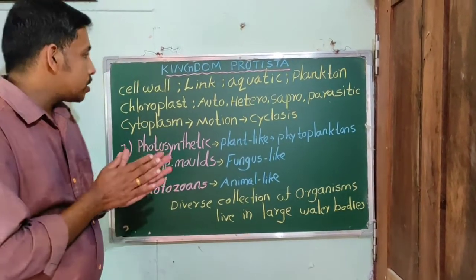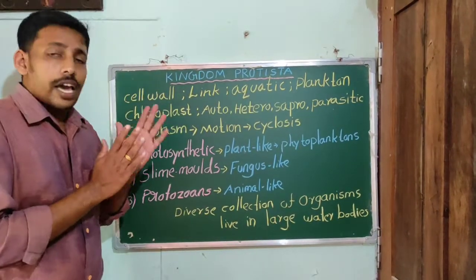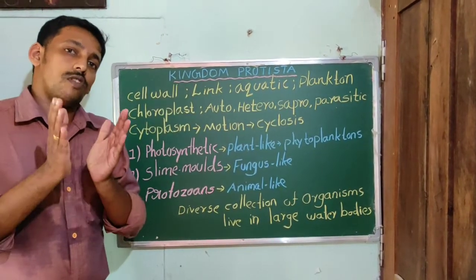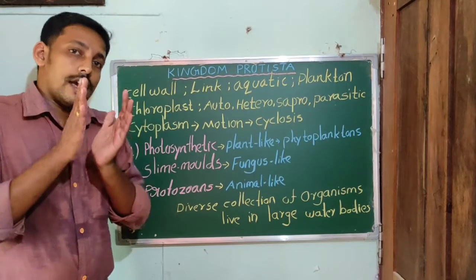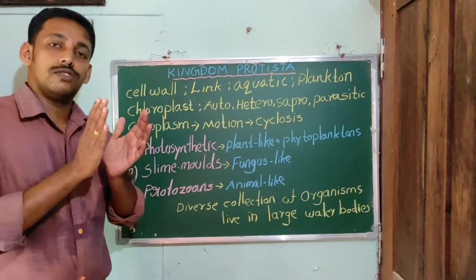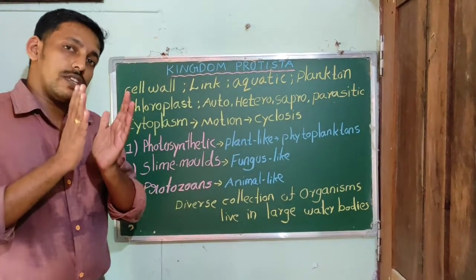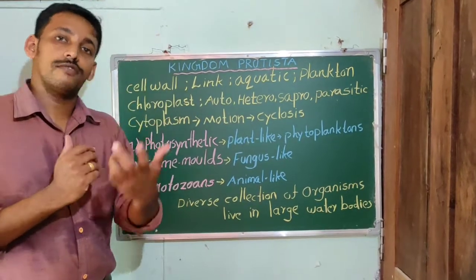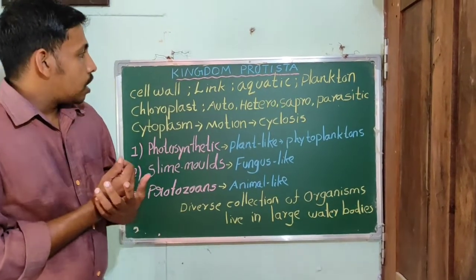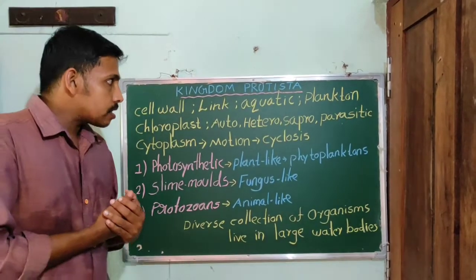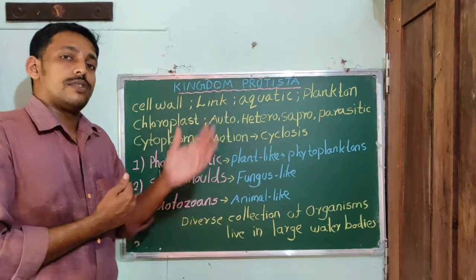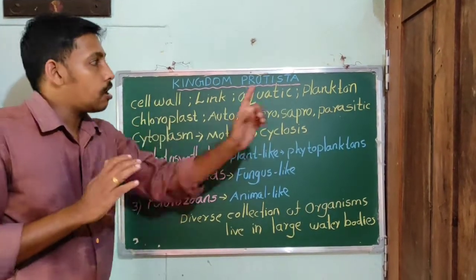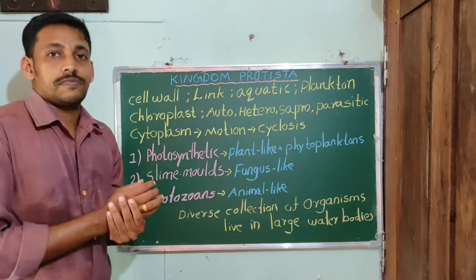Then, some forms may have a cell wall. If it has a cell wall, it is made up of cellulose. And most of these protists are aquatic forms. They form 95% of the total plankton population.